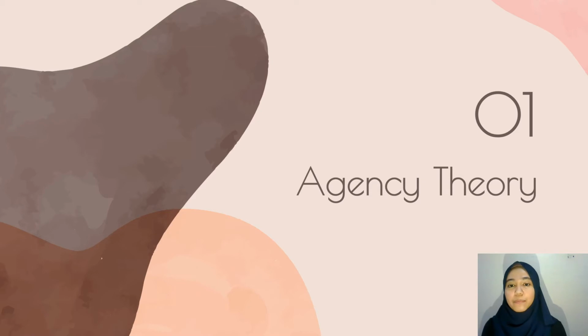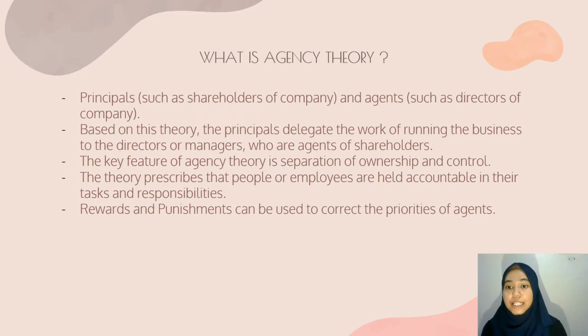So it's time to move to the agency theory. What is agency theory? Like I said earlier, it is to understand the relationship between the principals and agents. What is a principal? A principal is such as a shareholder of the company, and the agents are such as directors of the company.